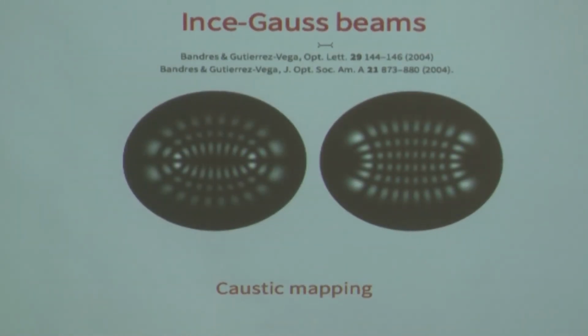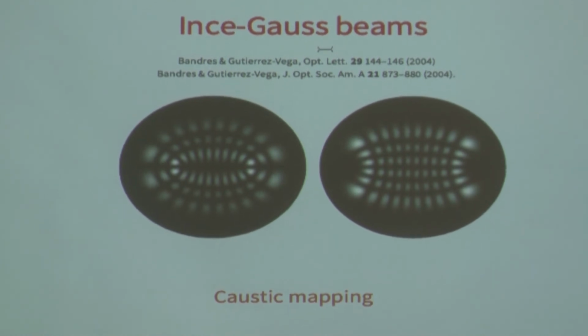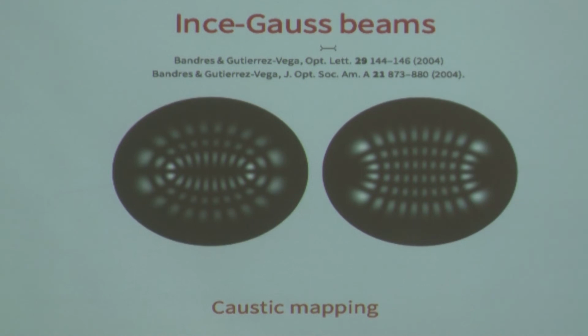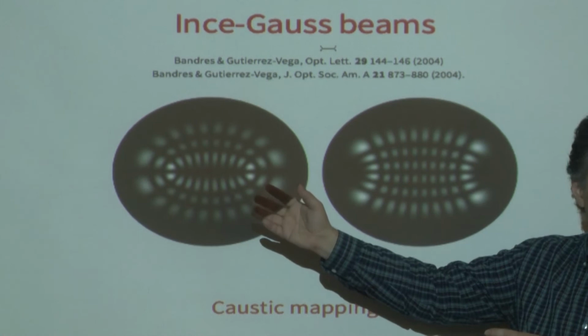And I think I'm running out of time. The third family of beams, the Ince-Gauss beams, they're the most fun of all. There's some very nice geometry behind them, so maybe I can discuss this on Friday before the other topic. But we're talking about analogies. They have analogies with quantum systems.